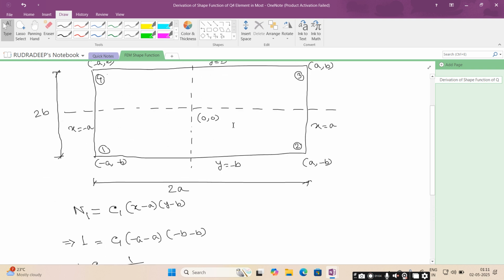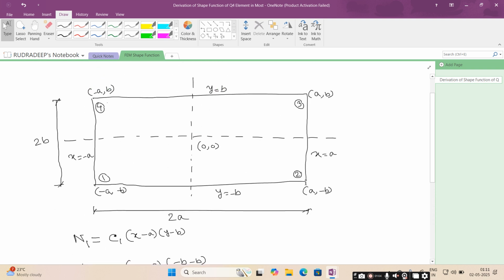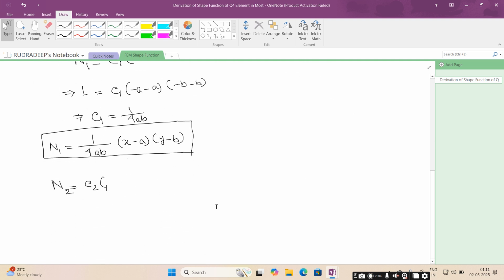Just go to the diagram. N2 at this node. This node is just opposite to this side and this side, so I will take the equations of these two lines. That is y minus b and x plus a. So this one will be x plus a and y.